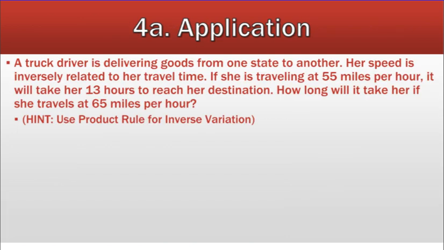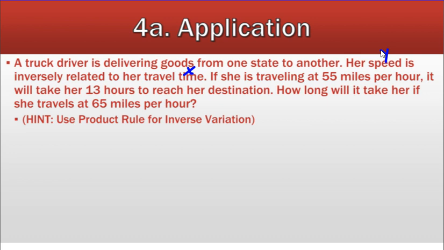Now let's take a look at some application word problems. A truck driver is delivering goods from one state to another. Her speed is inversely related to her travel time. So right now her speed would be her y, and her x would be the time. So her speed varies inversely. If she is traveling at 55 miles per hour, it will take her 13 hours to reach her destination. How long will it take her if she travels at 65 miles per hour?